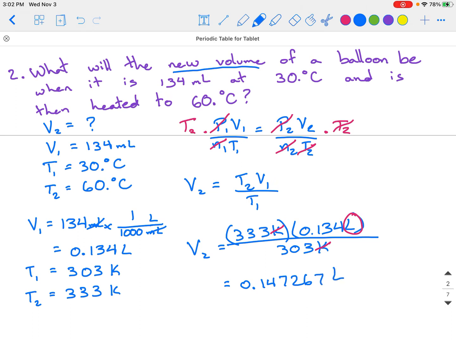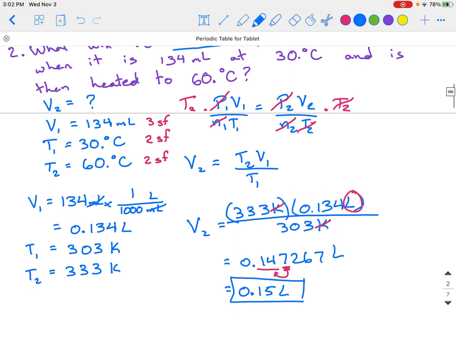0.147267, etc. liters. Looking back at our original problem statement, volume 1 has 3 sig figs. Temperature 1 has 2 sig figs. Temperature 2 has 2 sig figs, so our final one should have 2 sig figs. 1, 2, looking at that 7, it rounds up. So this will give us 0.15 liters as our final answer.